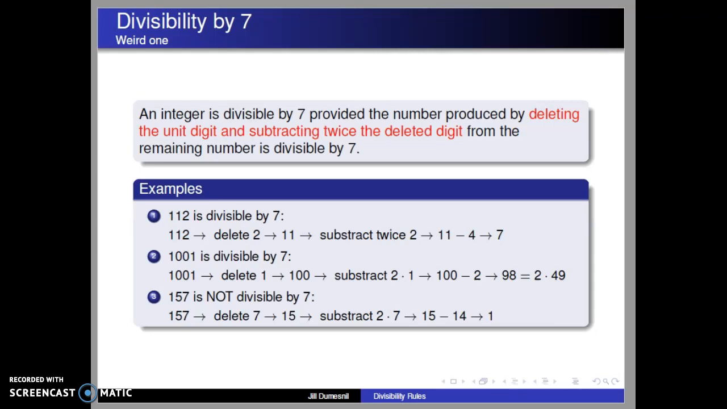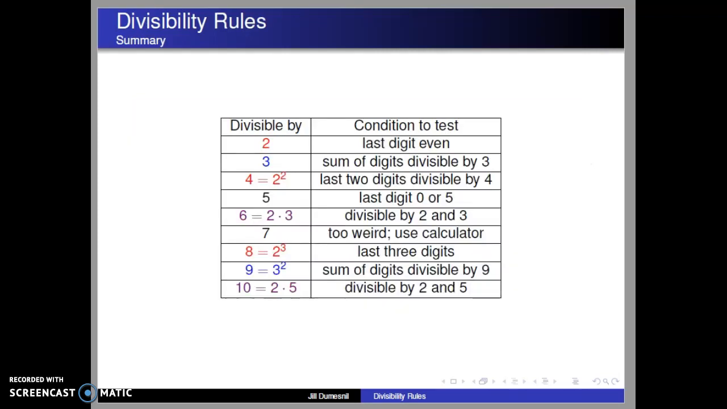Here is a summary of the divisibility rules we've discussed. Notice that the prime numbers 2, 3, 5, and 7 have completely different rules. Powers of primes have rules similar to those of the base prime. And finally, divisibility by a product of two distinct primes requires divisibility by both of the primes.